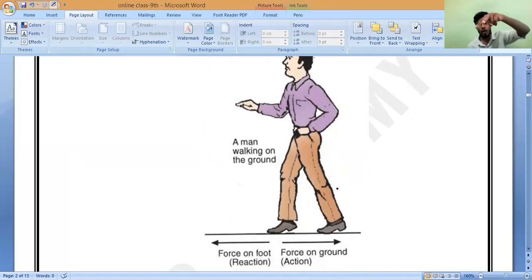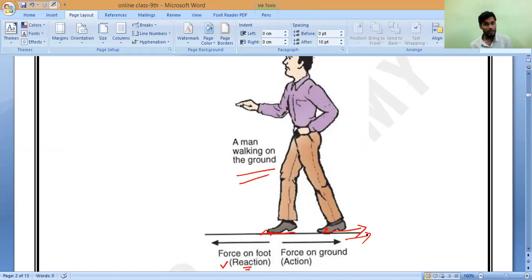As we know, when we are walking, one leg always goes backward and one leg goes forward. Yes or no? Like this we walk. That means we are acting a force on the ground in the backward direction. We push the ground with my foot in the backward direction, so the ground exerts a force in the forward direction. That is called reaction. That is why I am able to walk on the ground.